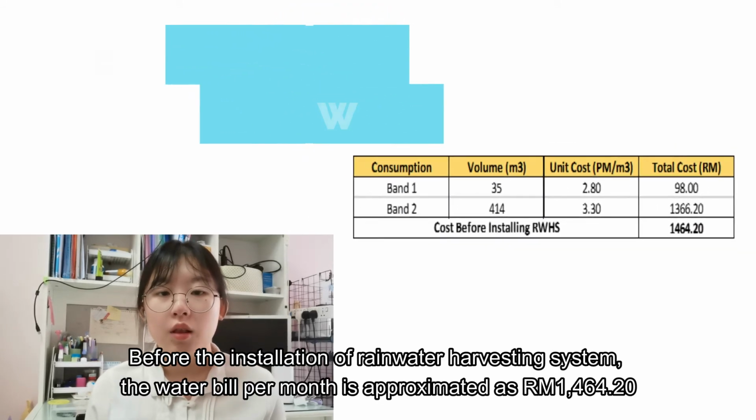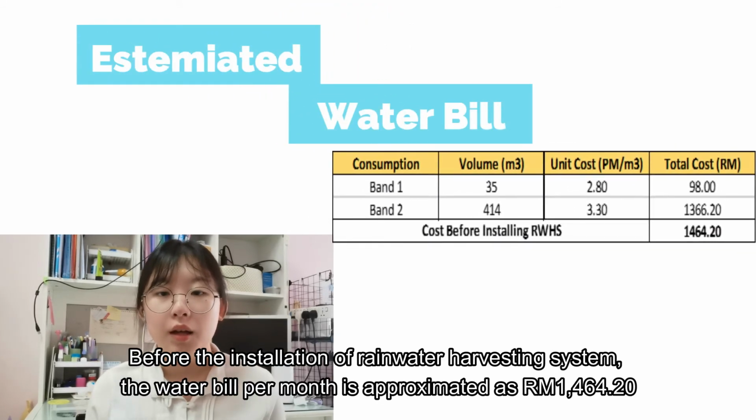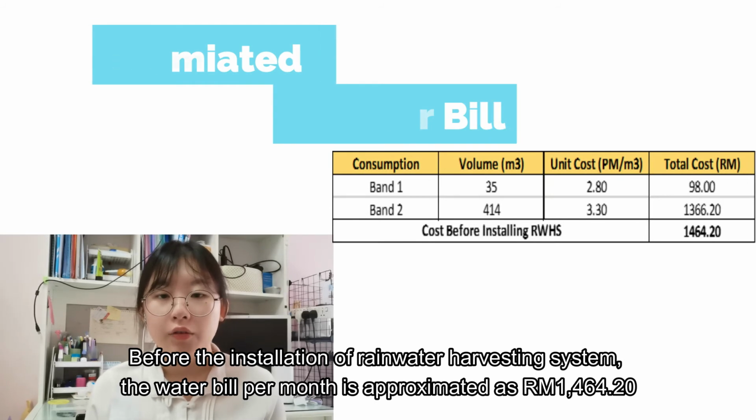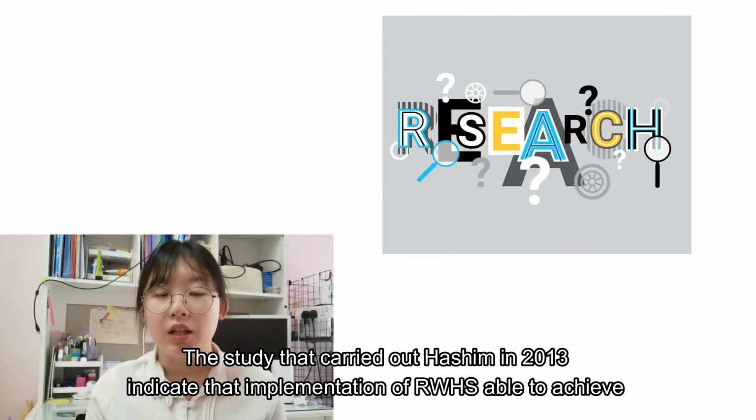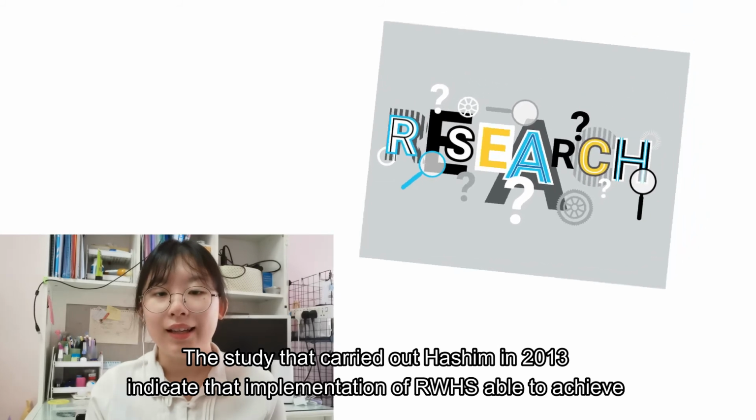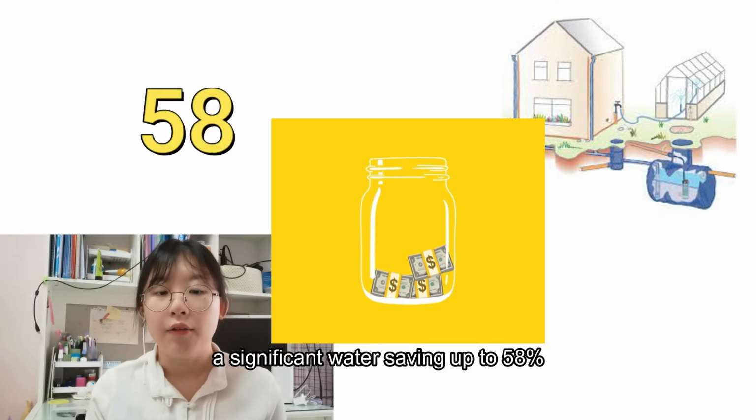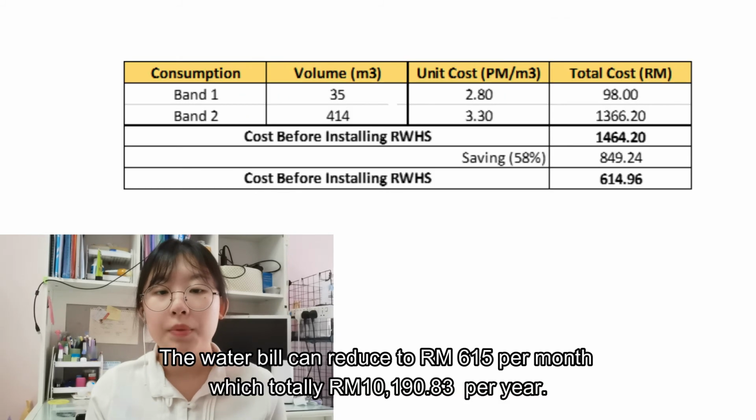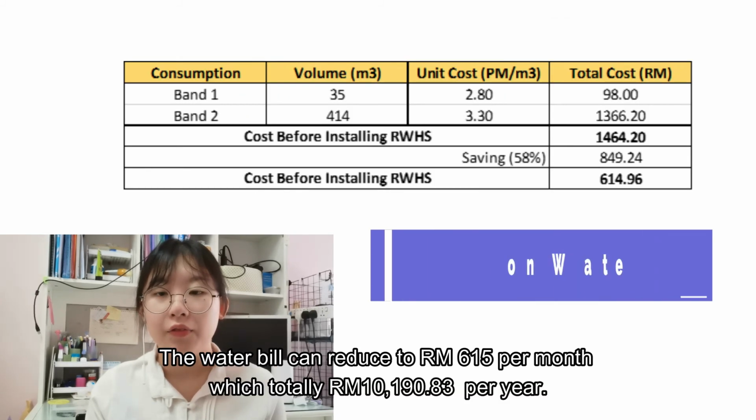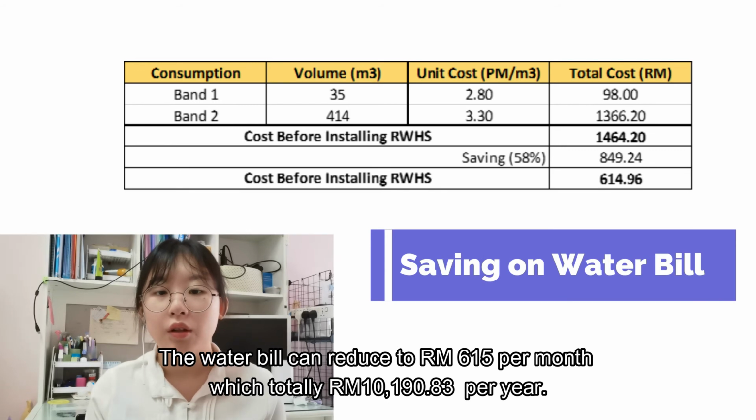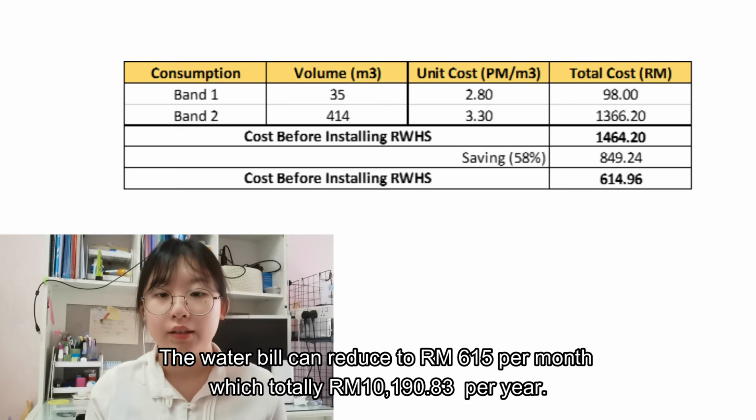Therefore, before the installation of the rainwater harvesting system, the water bill per month is approximately 1,464 ringgit. The study carried out by Hashim in 2013 indicates that implementation of a rainwater harvesting system is able to achieve significant water saving of up to 58%. The water bill can be reduced to 6,015 ringgit per month, which is a total saving of 10,119 ringgit per year.